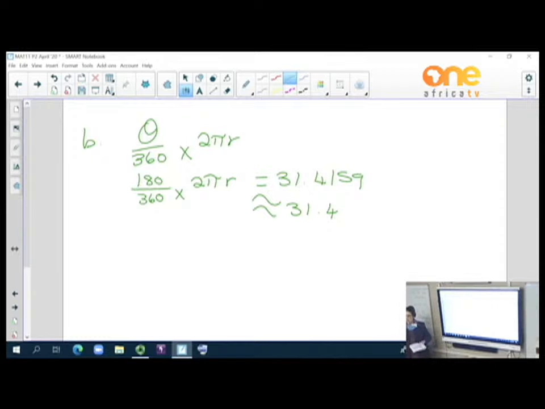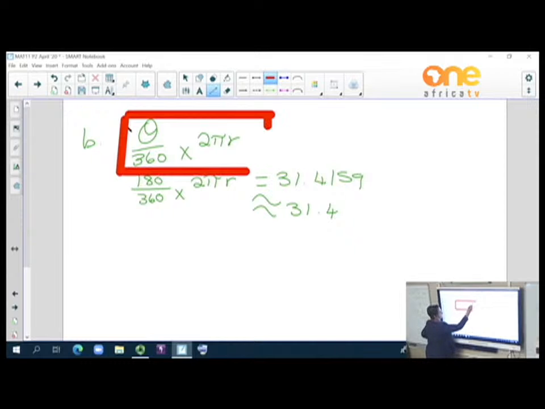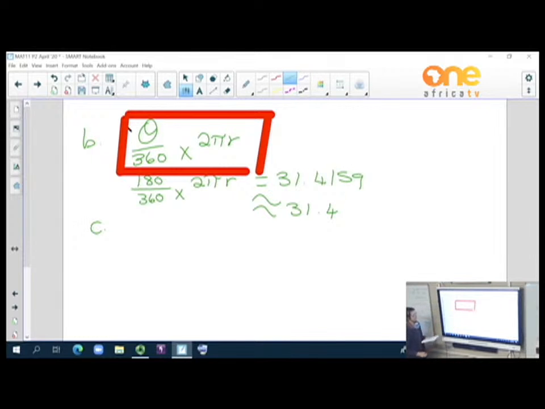Right, I want you now to try number C and D. Let's try number C and D, using the formula all the time. There's the formula. Theta over 360 times 2 pi r. And in this case, the radius remains 10 all the time. Yes? Do you have a question? Okay, I'm coming.